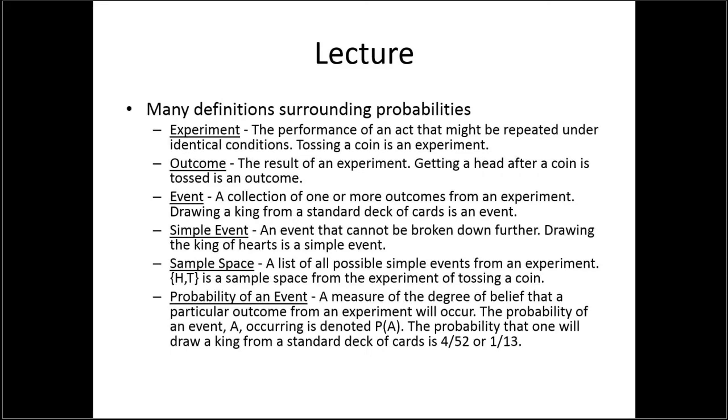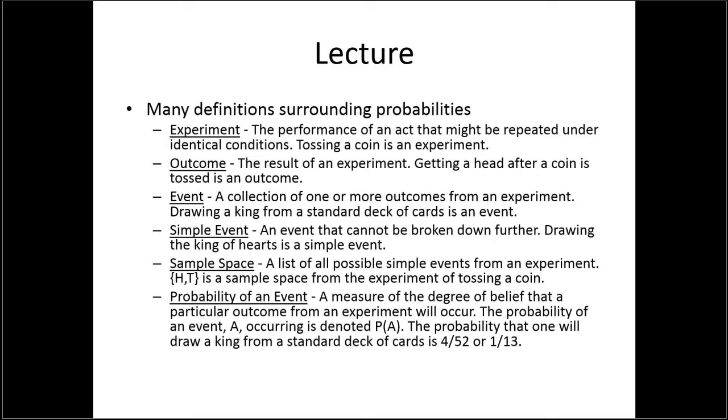Okay, there are a lot of definitions having to do with probability. I wouldn't waste too much time learning these. You don't have to memorize them, just understand them and how they all fit together. So just really quickly, an experiment is the performance of an act that could be repeated under identical conditions. An experiment is anything that you do where you're going to get a probability from it. The outcome is the result of the experiment.